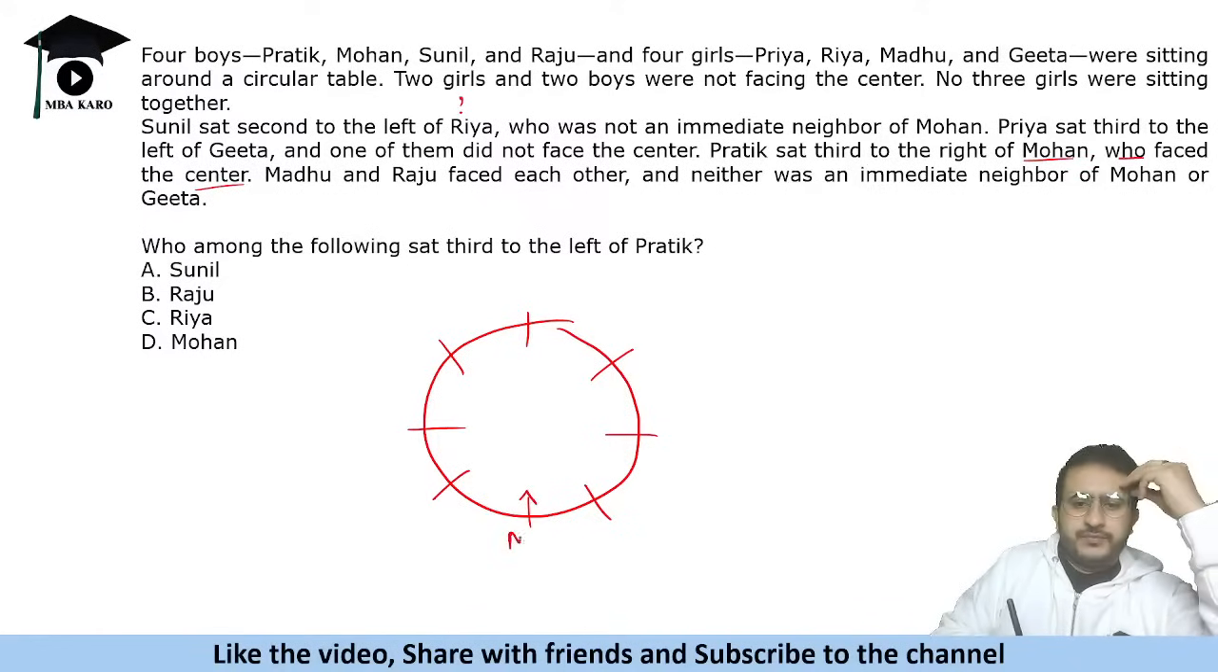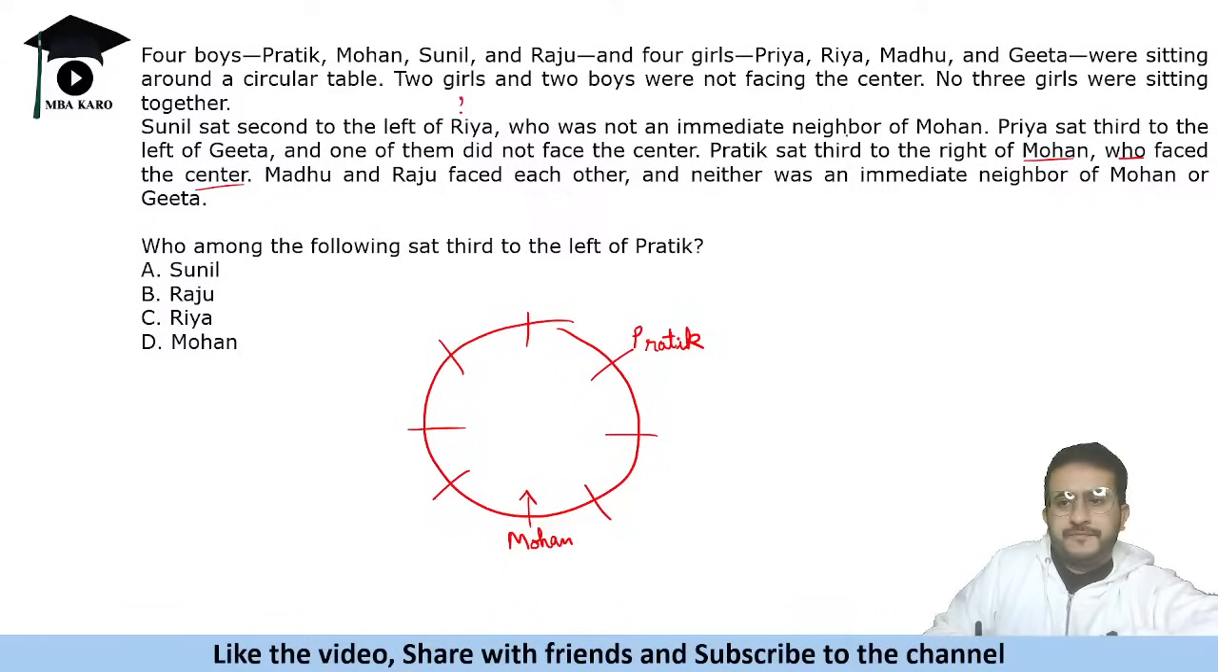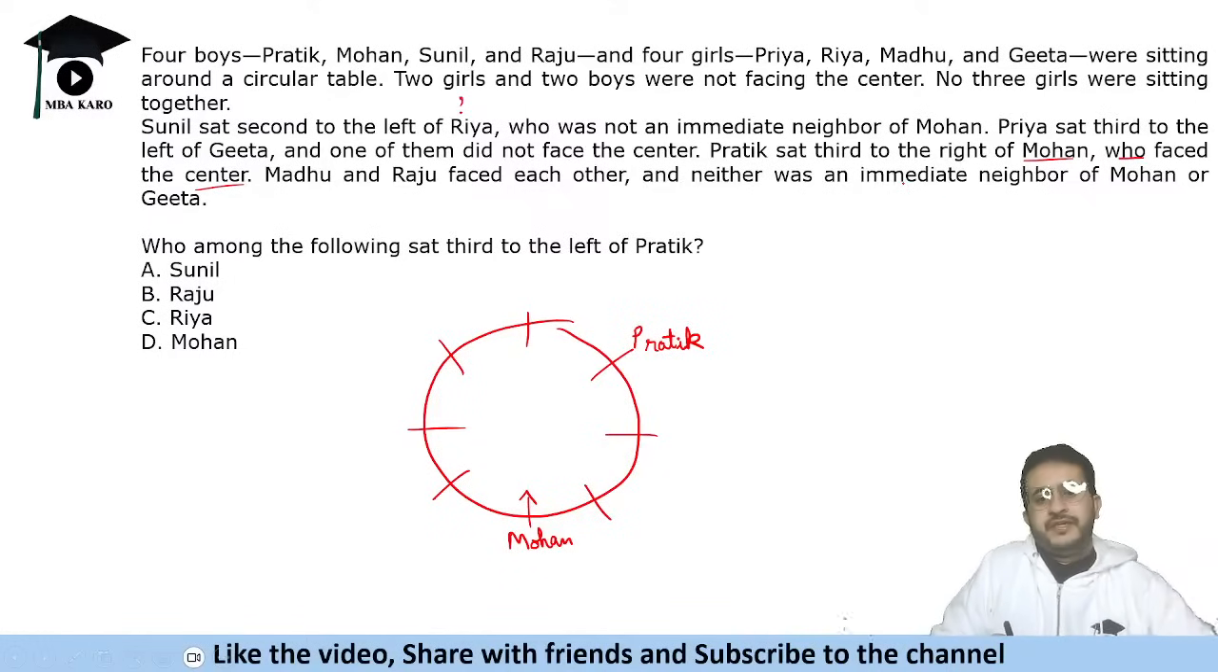So let us say this is Mohan. Okay, let's see, the names are from similar letters. So Mohan, and then we have Pratik, third to the right of Mohan. So one, two, three. This is Pratik. And then we have Madhu and Raju faced each other, and neither was an immediate neighbor of Mohan or Geeta. So Madhu and Raju will face each other.